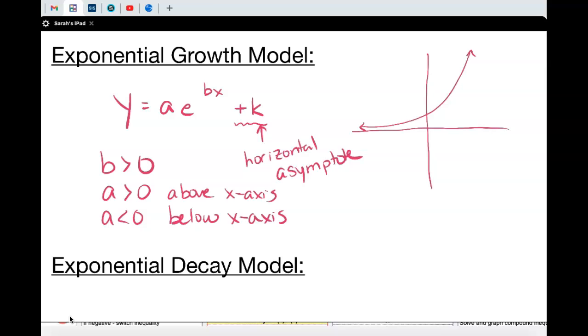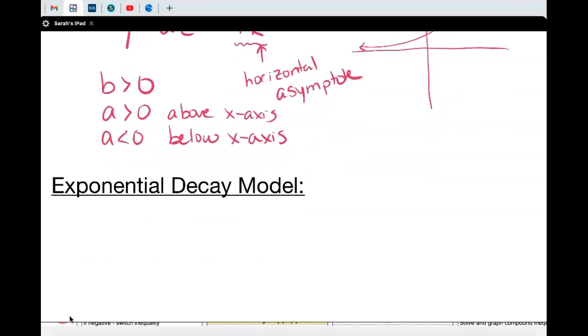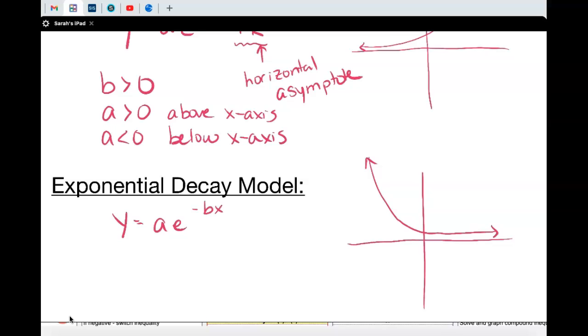Okay, so then we have exponential decay. So we should know this is falling. Growth is rising, decay is falling. And the model is basically the exact same thing. I'm going to put a negative into it, so that way my exponent is negative, that's telling me it's a decay model. But everything else is the same thing. So A has to be positive for it to be above the x-axis. If A is less than 0 then it's below. K is still the horizontal asymptote. So we basically force B to be negative to represent a decay model.